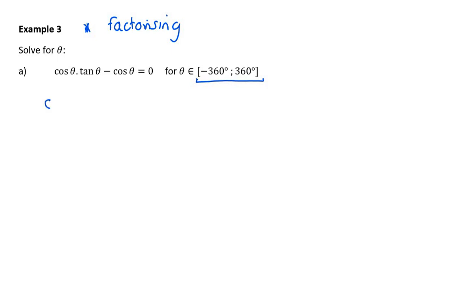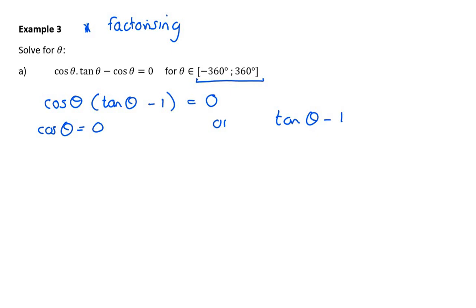So the first kind of step is to isolate the trig ratio, and here you couldn't because there were lots of trig ratios. So if I factorize out, this is actually like a quadratic equation, and I get either the fact that cos theta must be 0, or the fact that tan theta minus 1 must be 0, which means that tan theta must be 1.